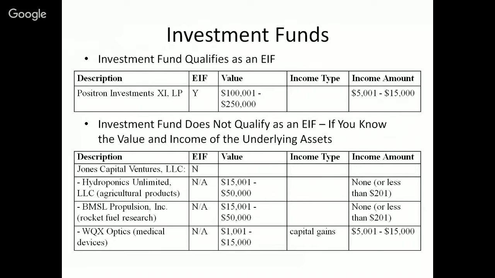OGE in this version of the guide has revised its guidance regarding investment funds fairly substantially, and it's outlined under the next several slides. So if you have an investment fund that is an EIF, which is the first example, you do not need to include the line of business for the fund unless it's not clear from the name that it is actually an investment fund. Other than that, you should report EIFs as you always have.